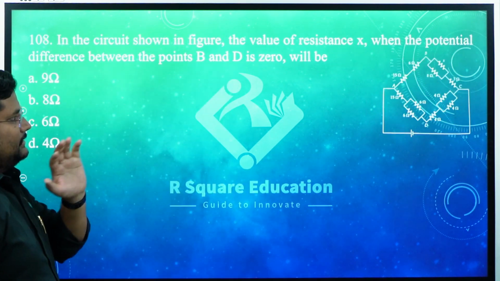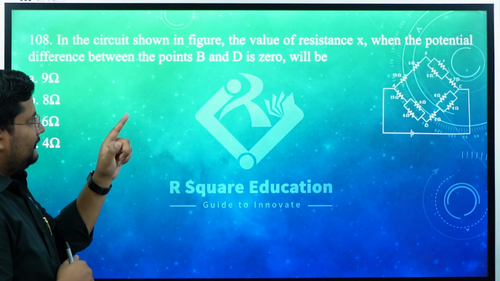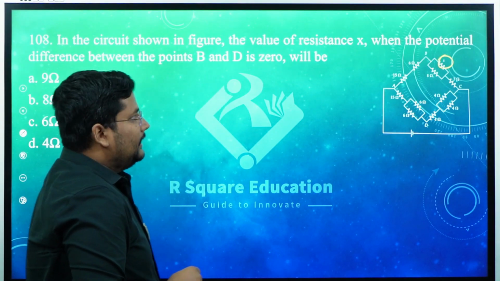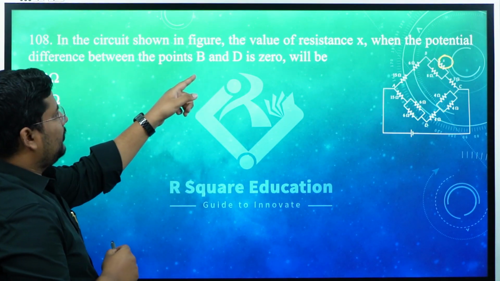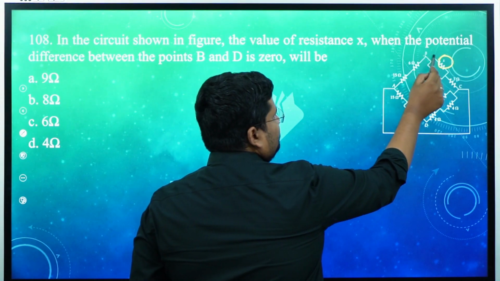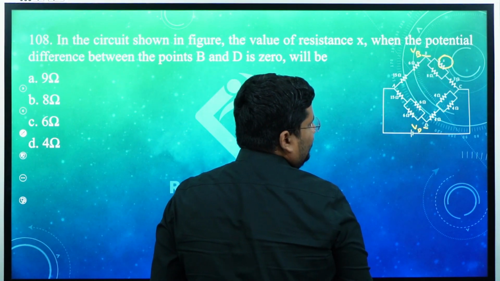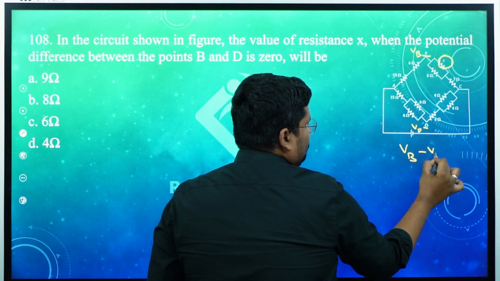See this question. In the circuit shown in the figure, the value of resistance X. So X is somewhere here. Right? So when the potential difference between the points B and D is 0. So this is B and this is D. So potential difference VB, VD is going to be 0. So VB minus VD is equal to 0.